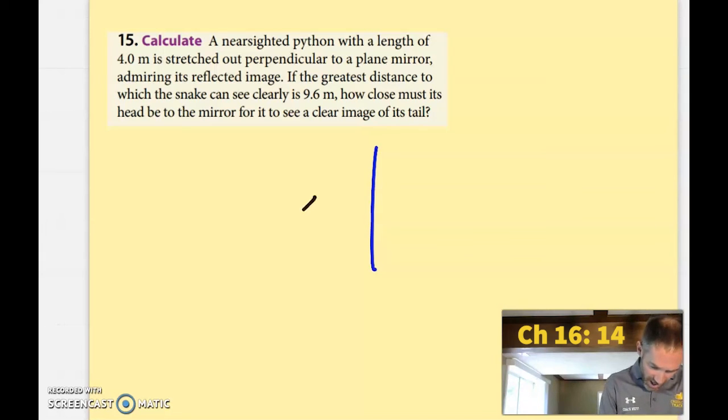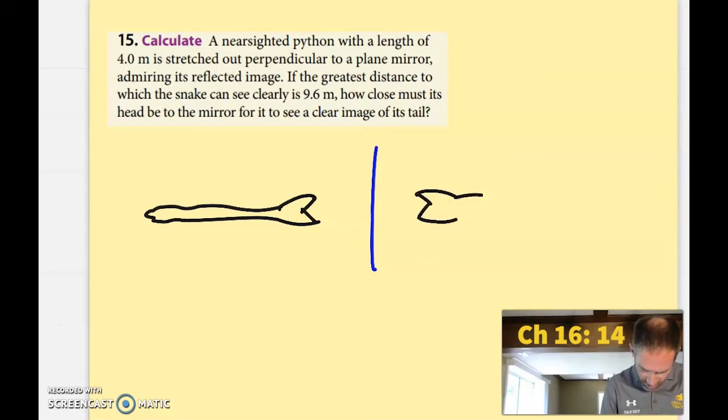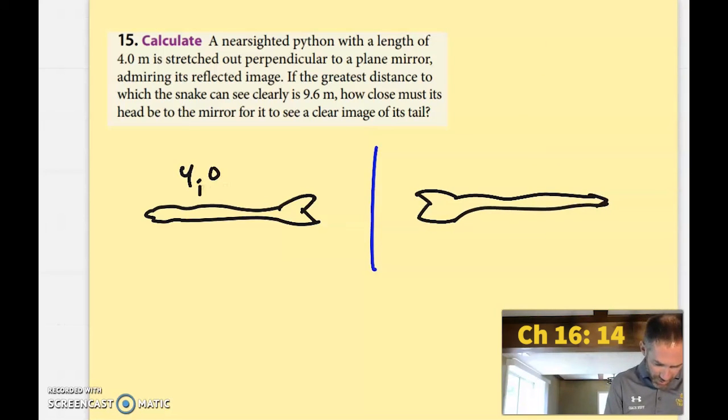All right, so I don't really know where to draw the python's face, but let's say there it is. And so now here's going to be a virtual python. Mouth is going to be pointing the other way. Head's going to be pointed the other way. Here it is. I don't know how well I've done there, but this is 4 meters in both cases. 4 meters. And this is the answer right here, X. I don't know how far that is.